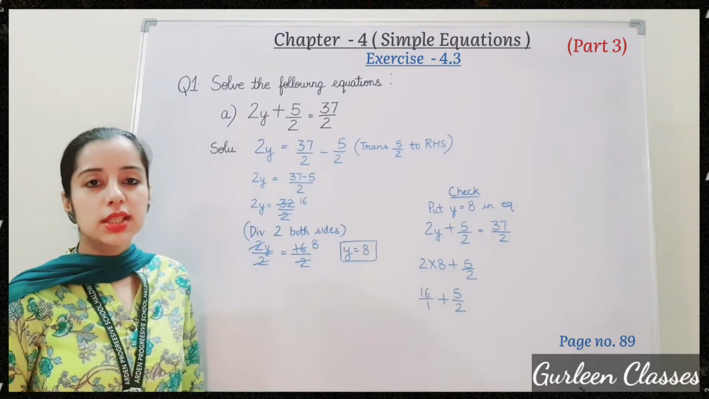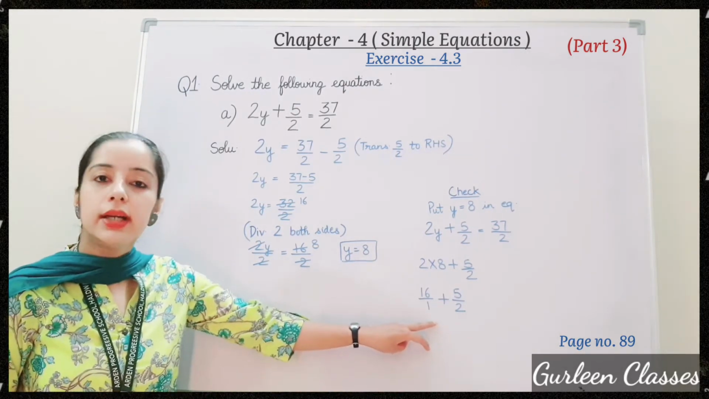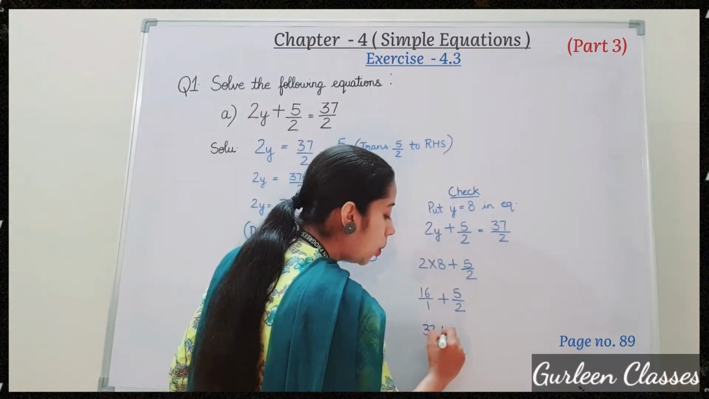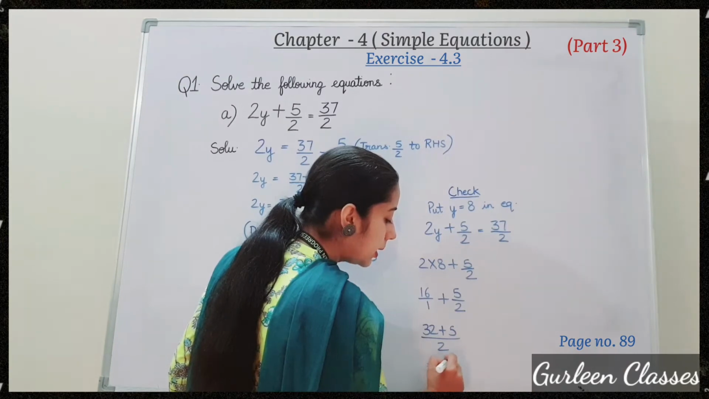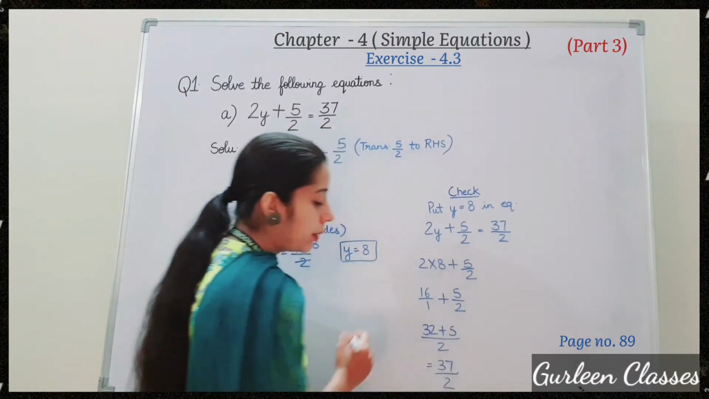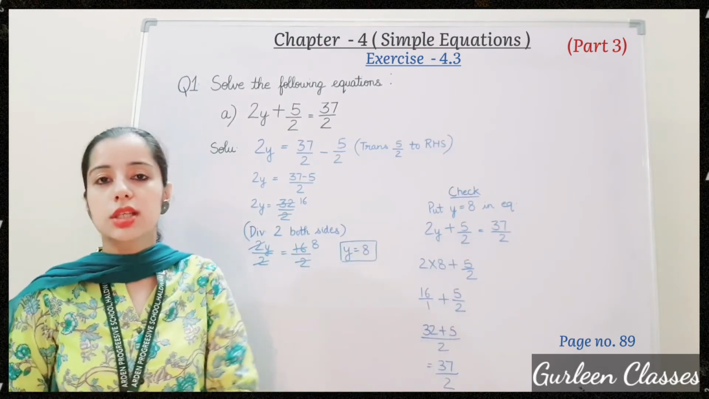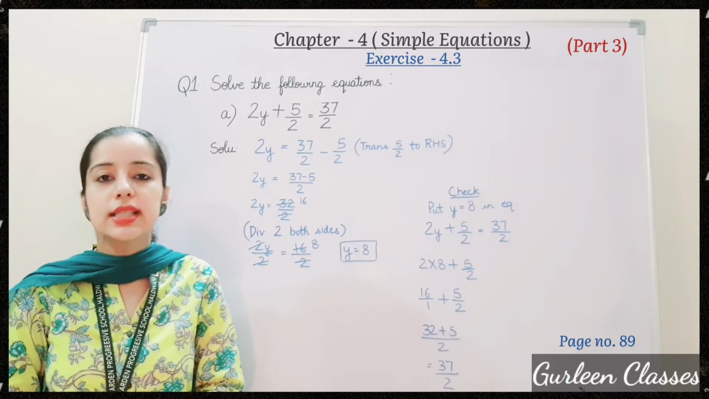2 8s are 16 upon 1 plus 5 upon 2. You all know fractions now, I explained them in chapter number 2. So your LCM will be 2. 16 2s are 32 plus 5 upon 2, so the answer is coming 37 upon 2. See, our LHS is 37 upon 2 and RHS was also 37 upon 2. Both the sides are equal, so our answer is correct.